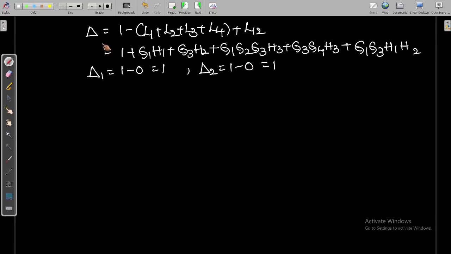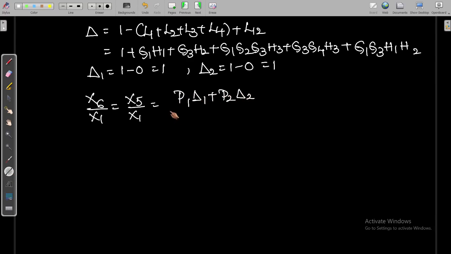So now you got delta 1 and delta 2. Let us write the final transfer function. X6 divided by x1 is also equal to x5 divided by x1, they are both equal. That will be written as P1 delta 1 plus P2 delta 2, whole thing divided by delta.